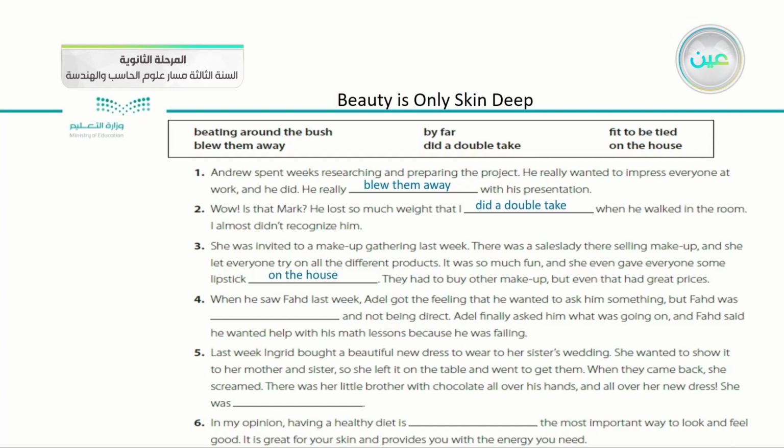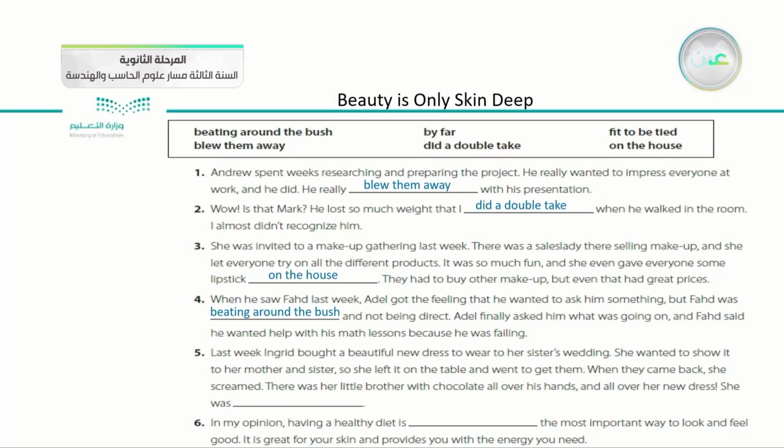Number 4, when he saw Fahad last week, Adil got the feeling that he wanted to ask him something, but Fahad was not being direct. Adil finally asked him what was going on, and Fahad said he wanted help with his math lessons because he was failing. Okay, now use the way of finding the keywords. Adil got the feeling that he wanted to ask him something, so something was not clear going on with Fahad. So the answer here is beating around the bush. He is not direct.